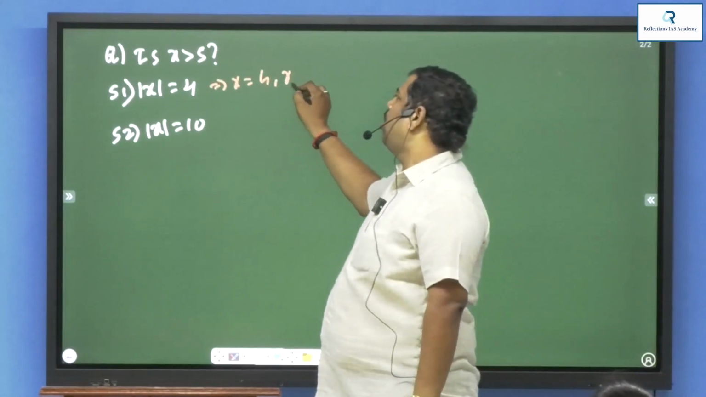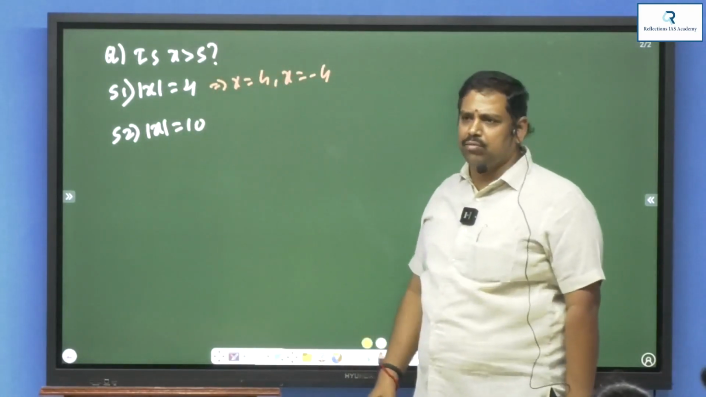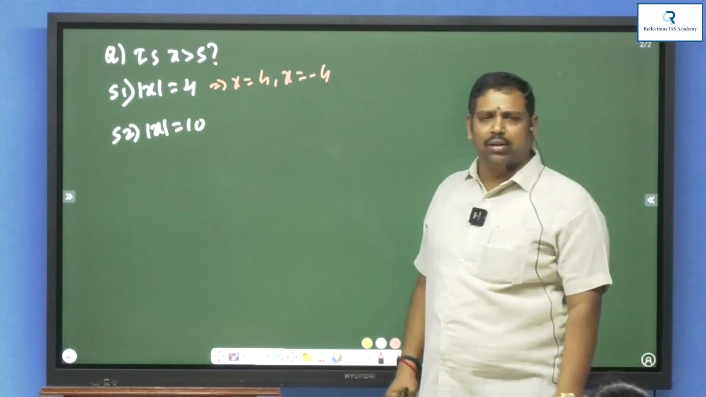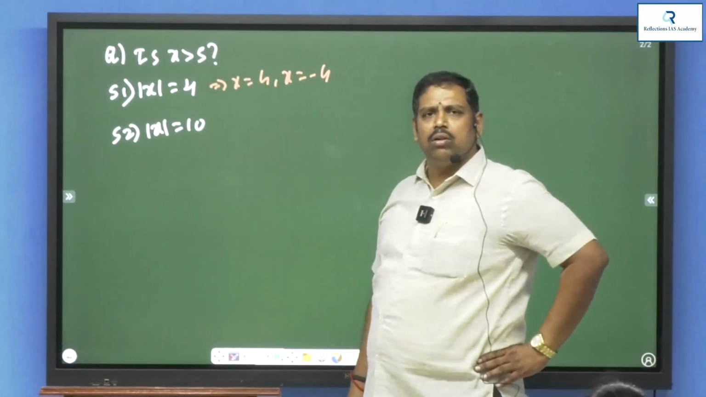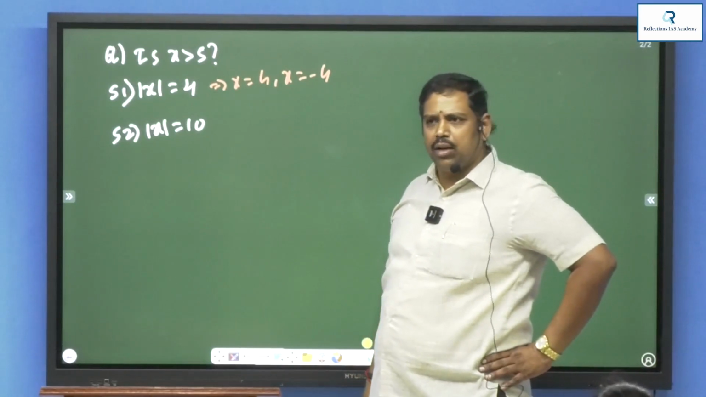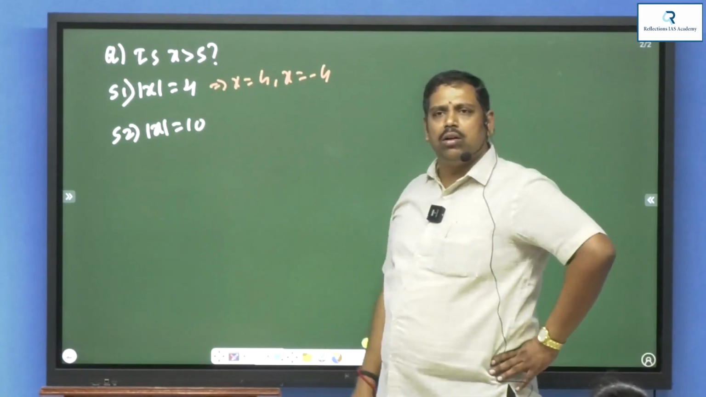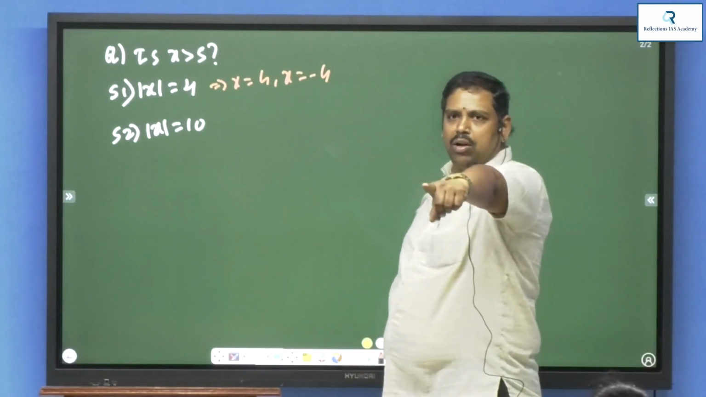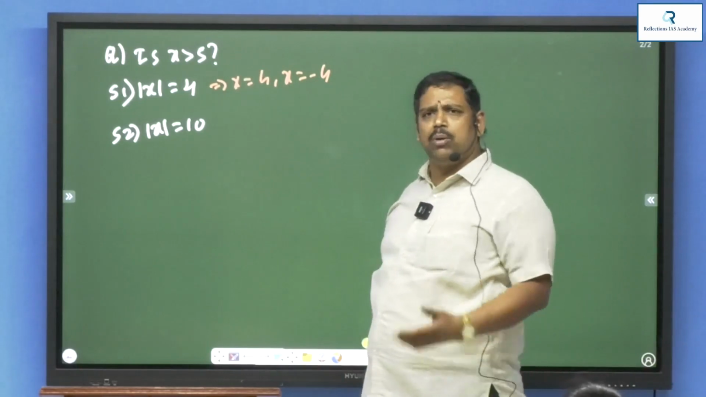Either 4 or minus 4. What is the question here? Is x greater than 5? If x is equal to 4, is x greater than 5 correct or wrong? I'm asking you only. Right or wrong? X is equal to 4 means x greater than 5 is right or wrong? How is it right here? Wrong only. X greater than 5 means x should be more than 5.